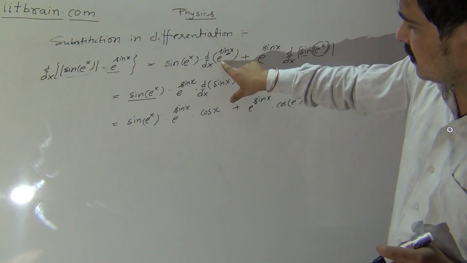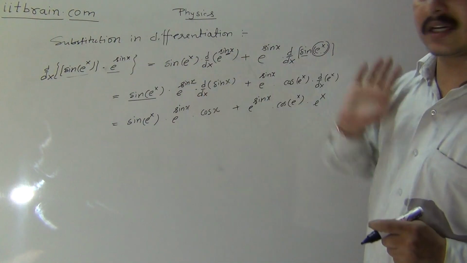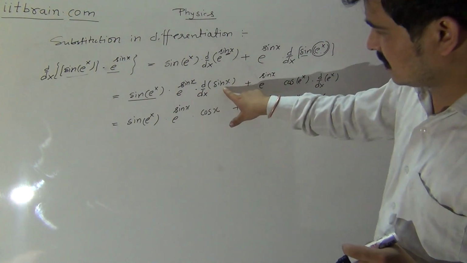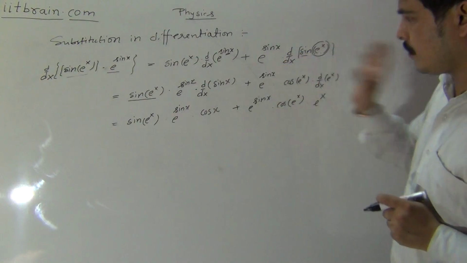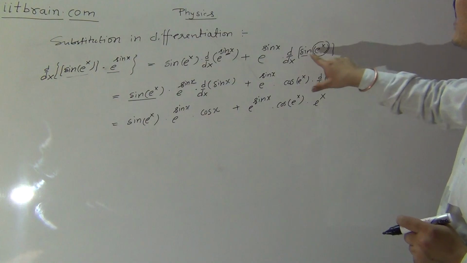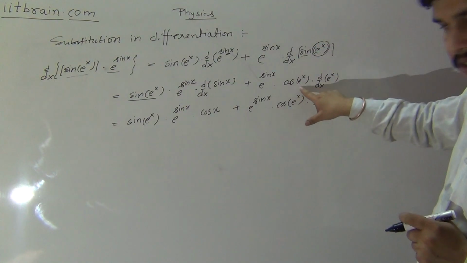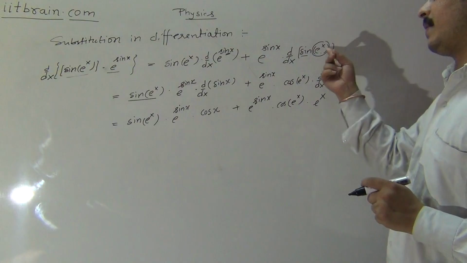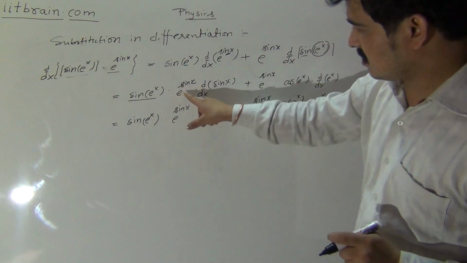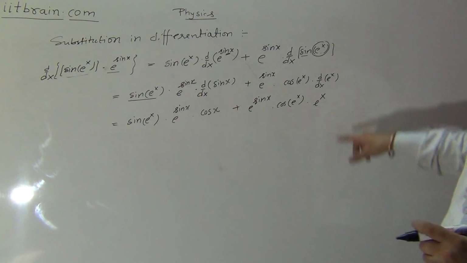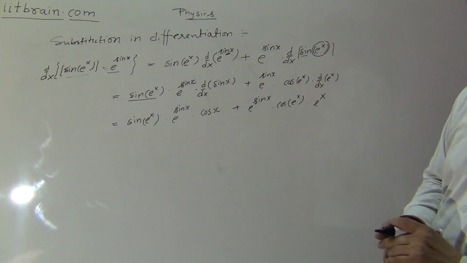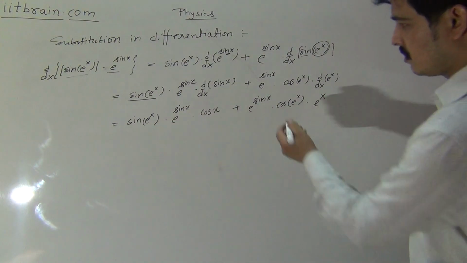Differentiation of e to the power x is e to the power x, but x is exchanged with sin x, so differentiate it once again, sin x. Plus e to the power sin x, place this as its original format, and this is sin x like sin x, so the differentiation of sin x is cos x, but x is replaced by e to the power x, so once again differentiate e to the power x. And in the next line, this part is this, sin x differentiation is cos x, plus e to the power sin x cos e to the power x and e to the power x. Now this will be our answer.